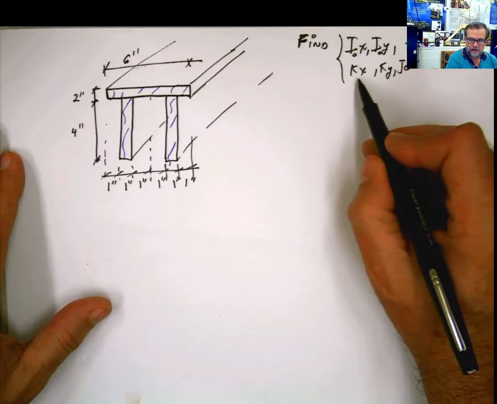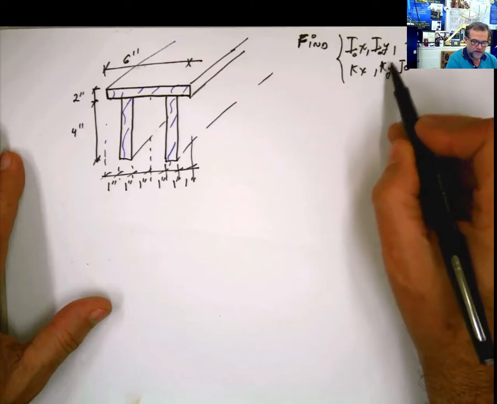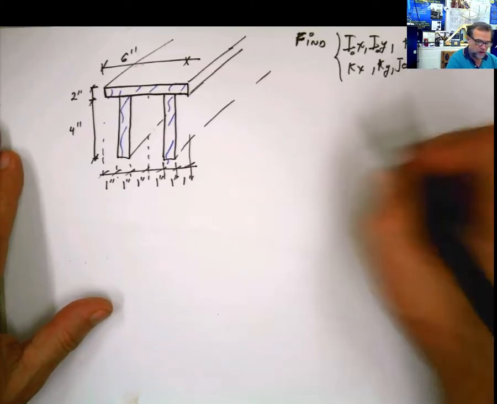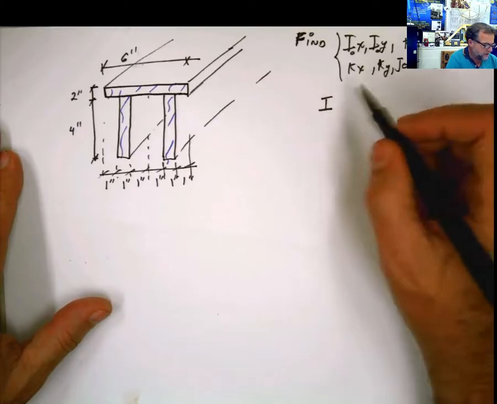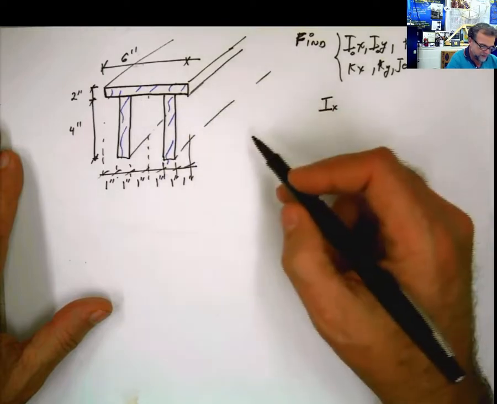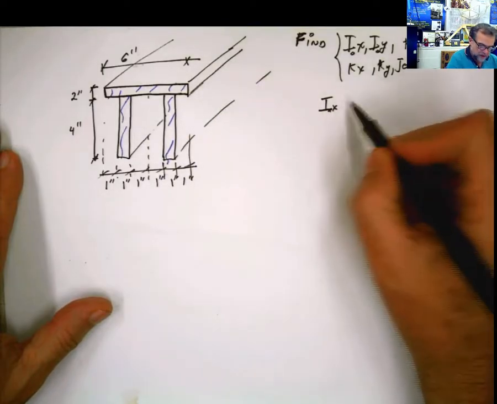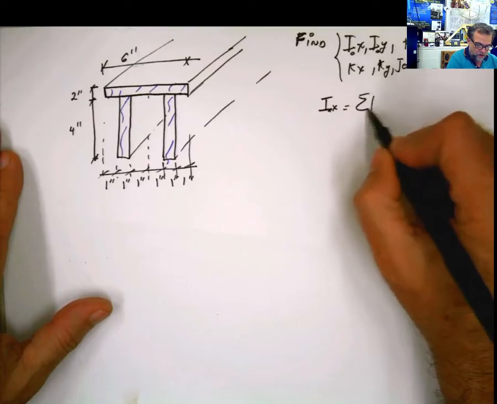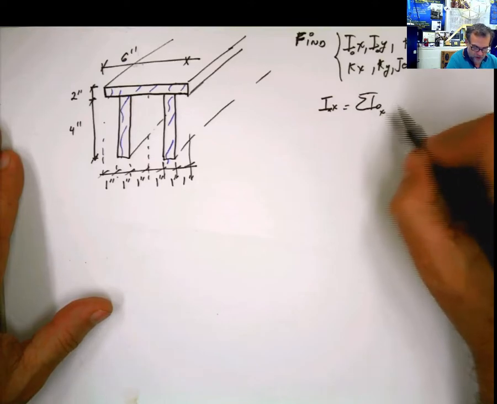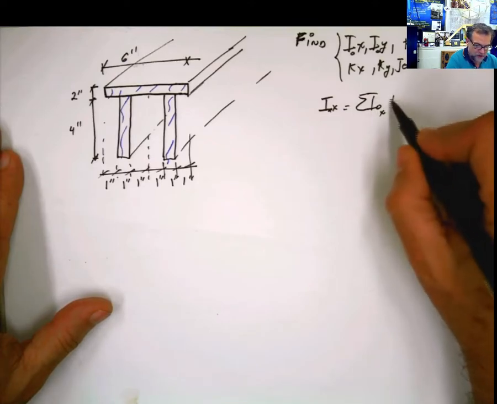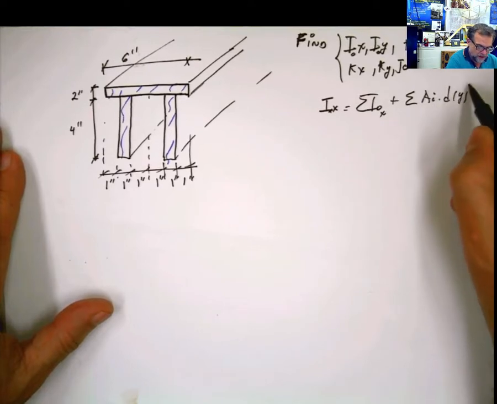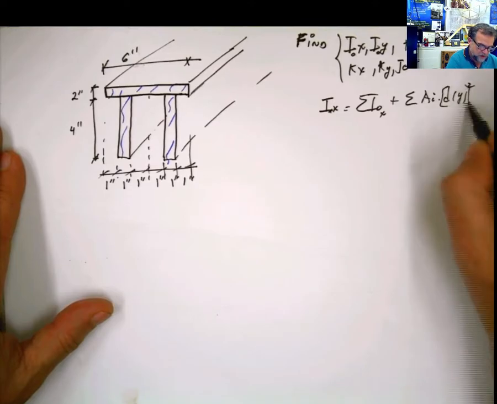Kx is called the radius of gyration with respect to x, ky radius of gyration with respect to y, and j0 is the polar moment of inertia. Okay, if you remember the formulas, I sub x in this case, if x is the centroid, is going to be the summation of all the I sub zeros, or I sub 0 centroidal with respect to the x-axis of each one of the figures, plus the summation of the areas times a distance measured in y squared.